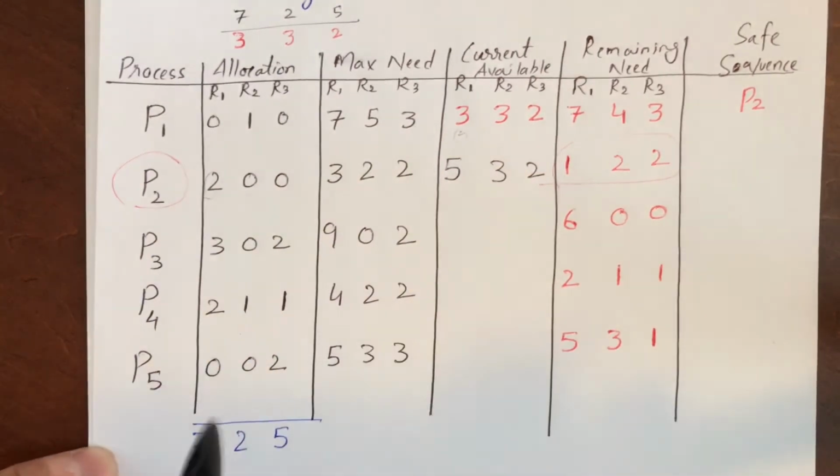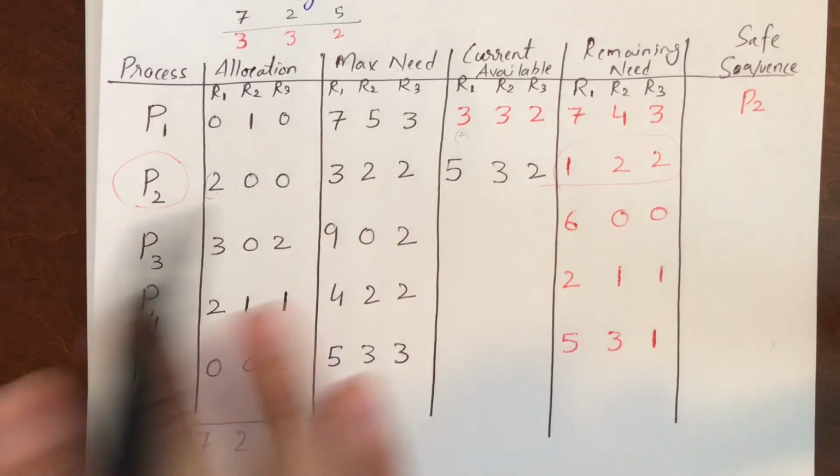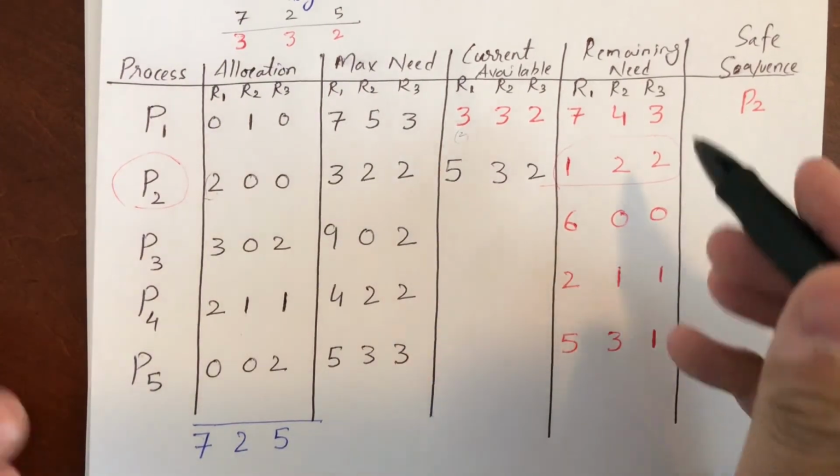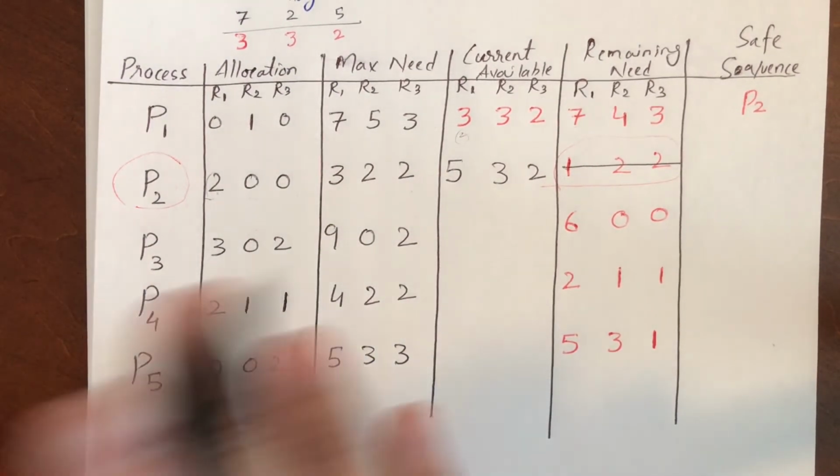So 3 plus 2 is 5, once P2 is executed. Now P2 is executed, it is terminated. We are done with P2.